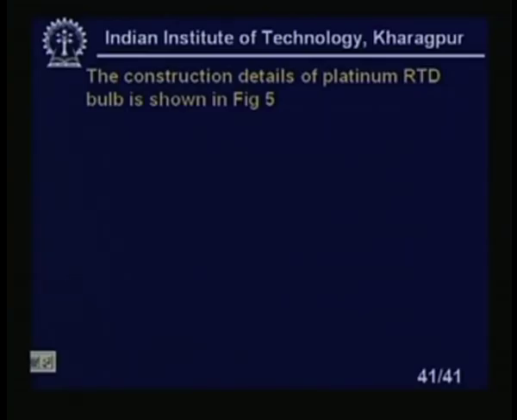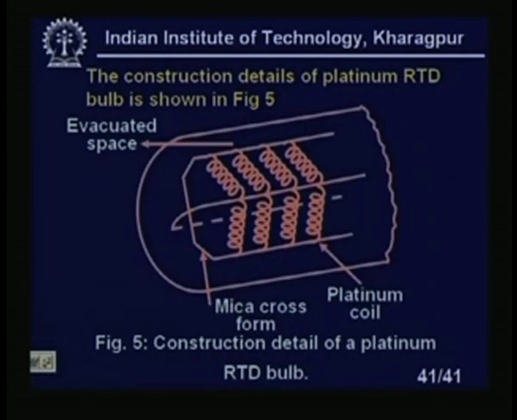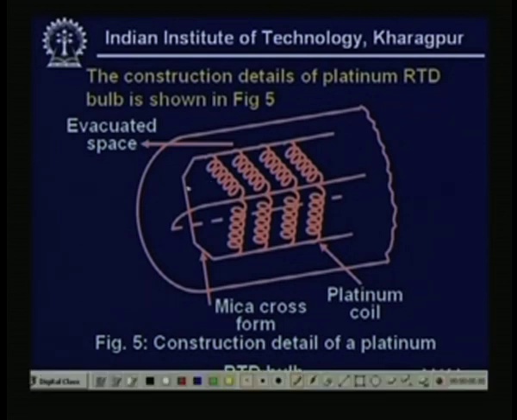The construction details of a platinum RTD bulb are shown in the figure. This is the typical construction of the RTD. You can see here this is our mica cross, on which the RTD wire is wound in coil form, so that it will have the least amount of strain developed while the temperature rises. You have an evacuated space around the mica cross.